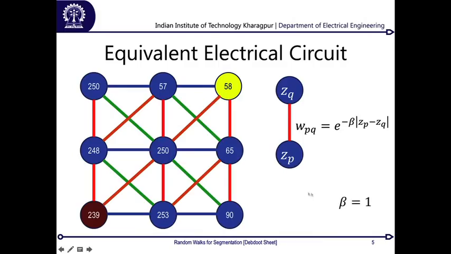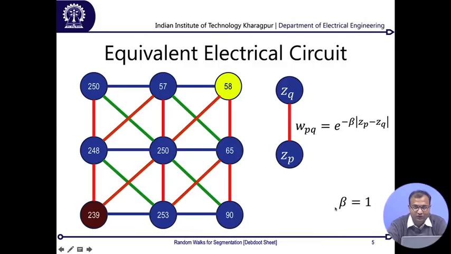Now from there, let's assume a value of beta equal to 1. With that, if you look between node 250 and 248, you will compute the value of this weight to be 0.13. Similarly, if you look between this particular node and this node, which have values of 250 and 57, your conductance value comes down to 1.51 times 10 to the power of minus 84, which is a value very close to 0.